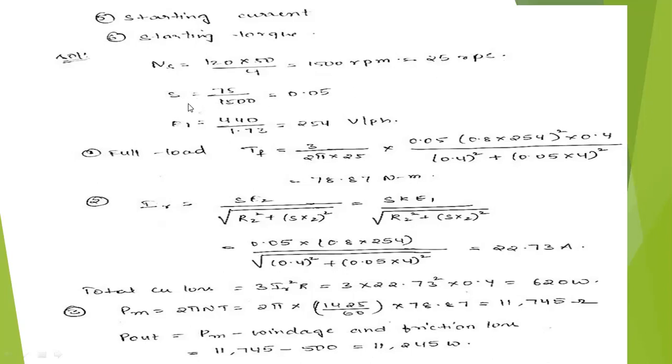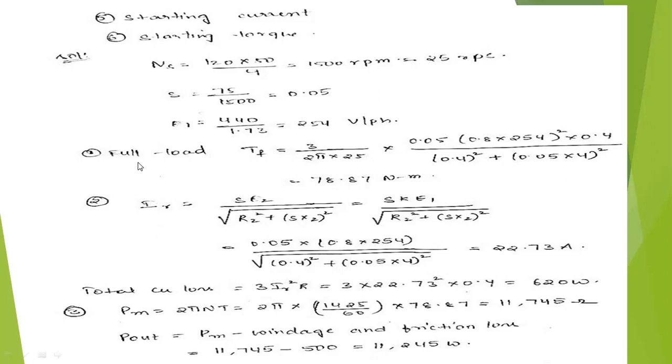Okay, and slip. Slip is what? Here we are getting (NS minus N) by NS. So the slip will be 75 by 1500, that is equal to 0.05. And E1 is equal to, we have to convert it into per phase. Given is the 3-phase EMF, 440, so we have to convert into single phase. So divided by root 3, the value is 1.73, so that becomes 254 volts per phase. Okay, so per phase we are getting 254 volts.